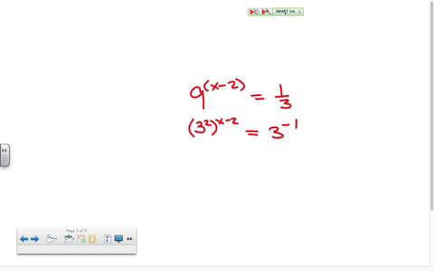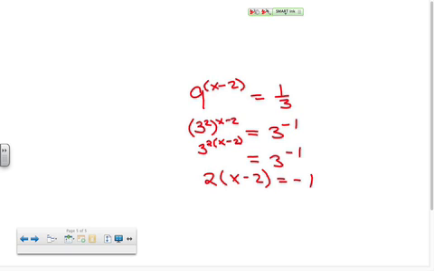But we're still not quite there. We have to make sure that these exponents are properly displayed. So we're going to change this. We're going to move parentheses around. We know that this 2 needs to be applied to both the x and the negative 2. So we're going to change this to 3 to the 2 parenthesis x minus 2 equals 3 to the negative 1. So then I have 2 parenthesis x minus 2 equals negative 1.